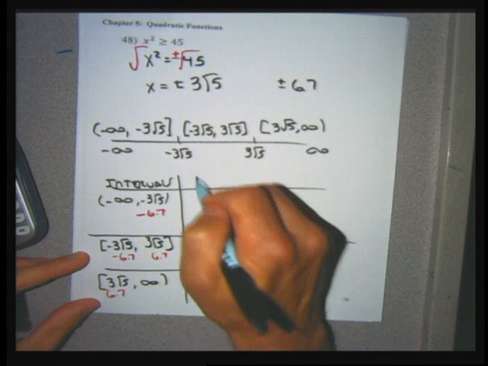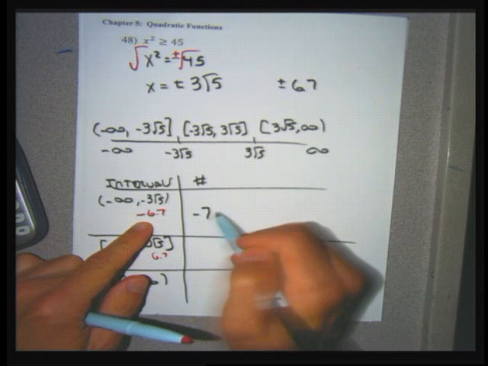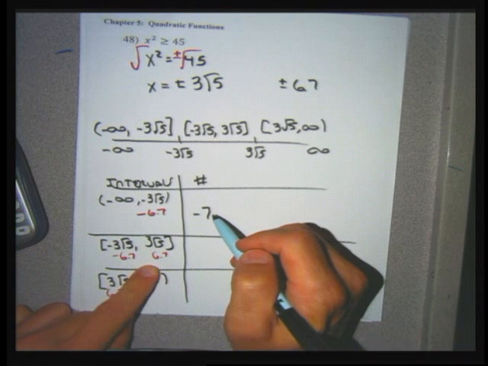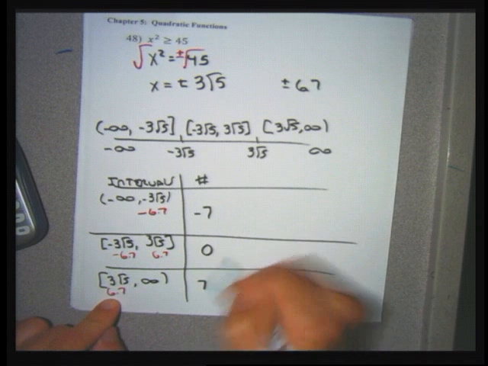And then my test number in the first interval, I need to go smaller than negative 6.7. I'm going to go negative 7. Here I go from negative to positive, so I can use the 0. Here I need bigger than 6.7. I'm going to plug in 7.